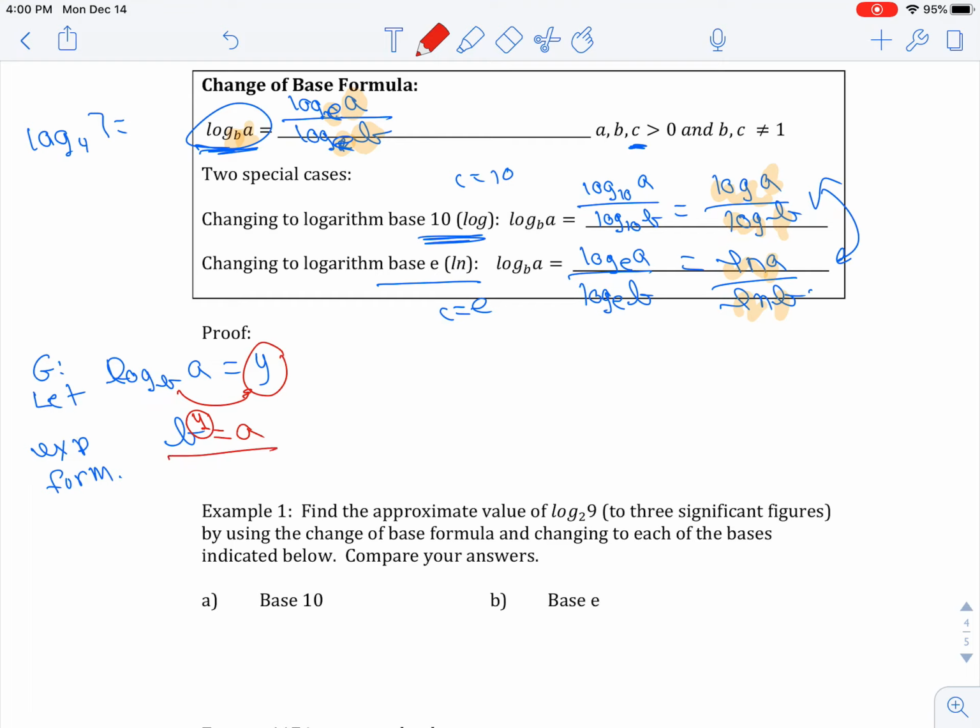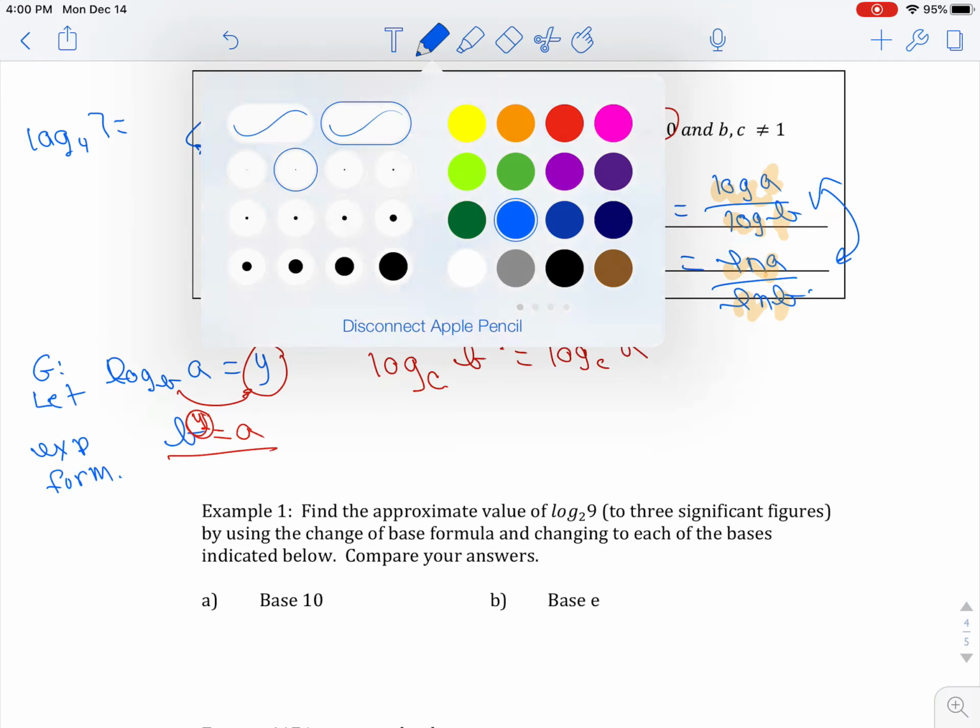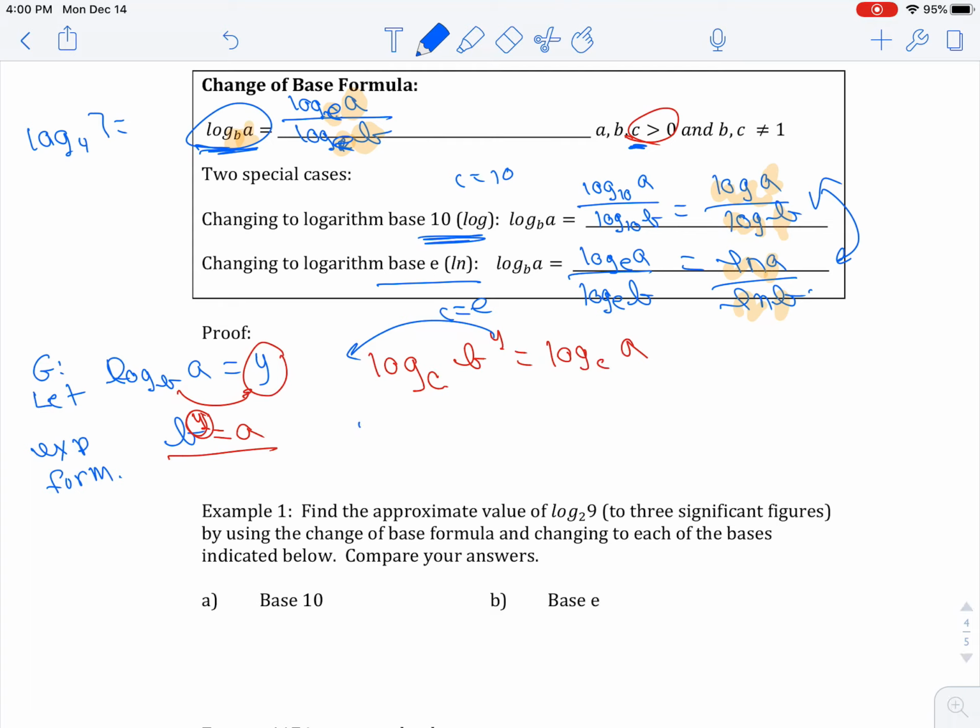So if I'm going to solve this exponential equation, I'm going to take the log of both sides. And remember, you can take the log base whatever you want. So I'm going to take the log base c of both sides. Again, as long as c is greater than 0, it doesn't matter what it is. And so now if I bring the y in front, I get y times log base c of b is equal to log base c of a.